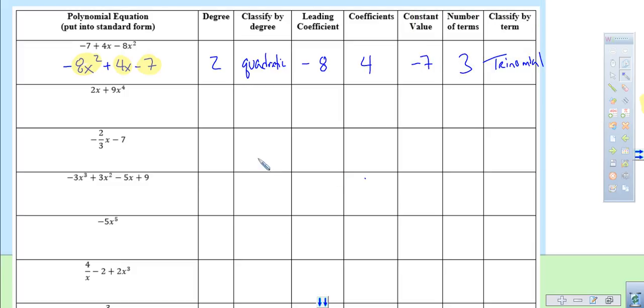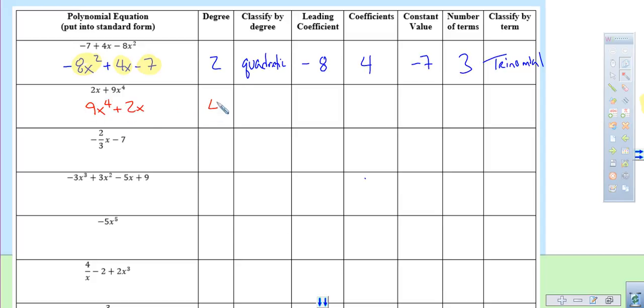Move down to the next one, and at this point, once we get going, remember you can always press pause and practice yourself, and then come back to it. On the second one, we need to put it in order, and you can do this mentally or you can do it physically.